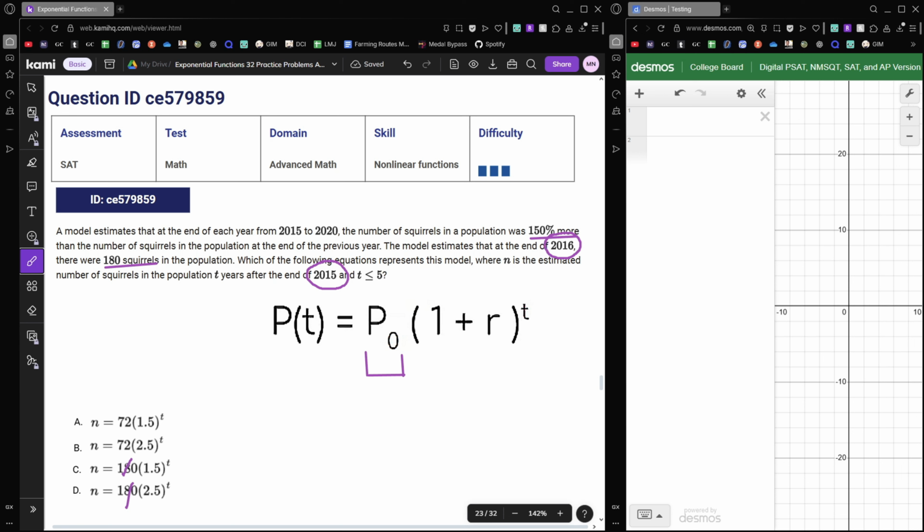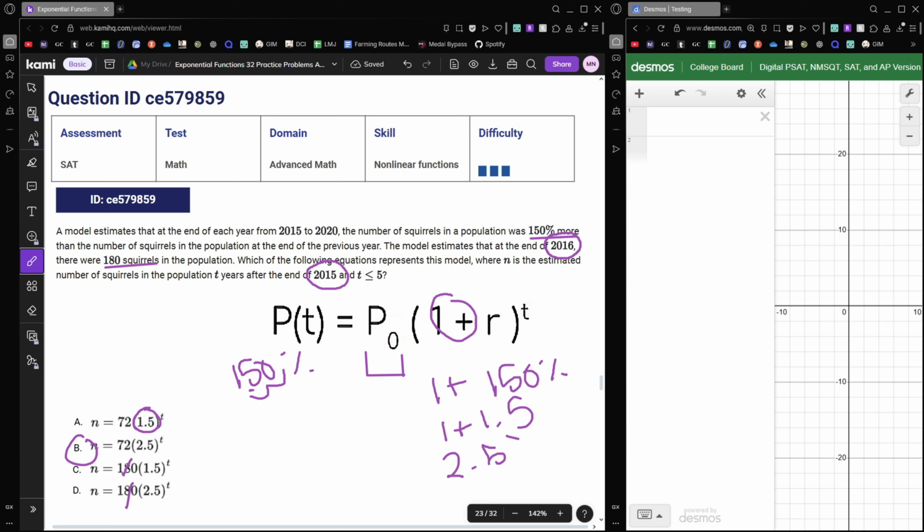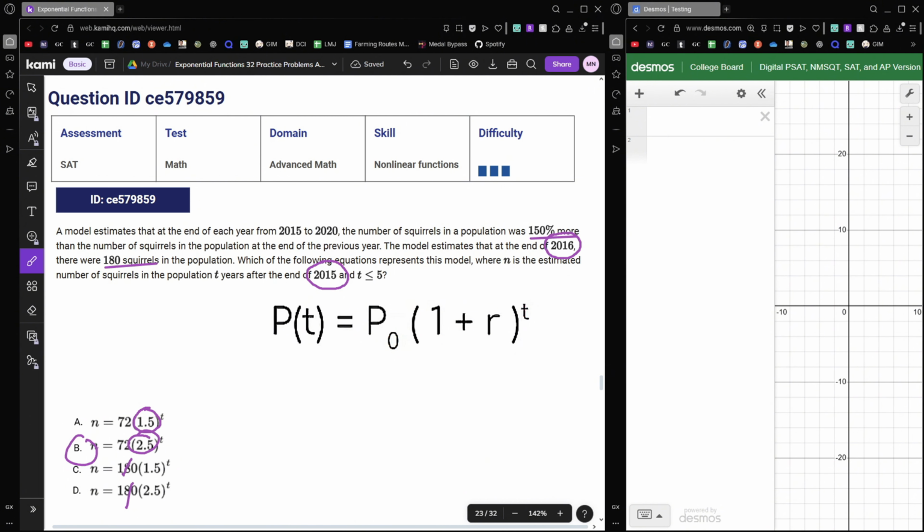Now we also know that for the number inside the parentheses, we have to add 1 to the percent increase. So that means that we know A is not going to be the answer because the number inside the parentheses is just the percent increase, which means that B is going to be our answer. Now if you really wanted to, you could solve for the number inside the parentheses. That would be 1 plus 150%. And then to convert a percent to a decimal, you would move the decimal point 2 places to the left. So that would be 1 plus 1.5, which would be 2.5, which does match what we have in our answer choice.